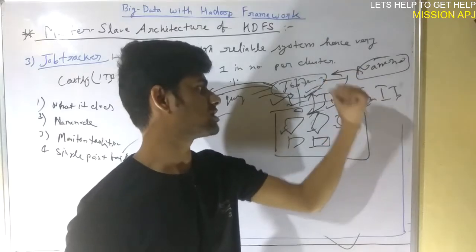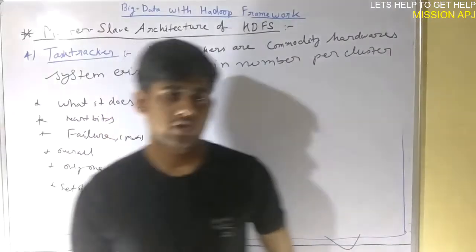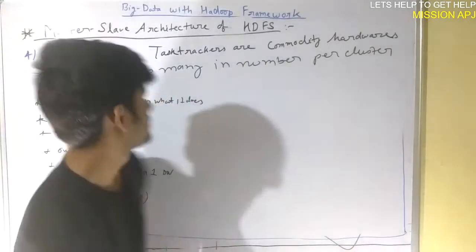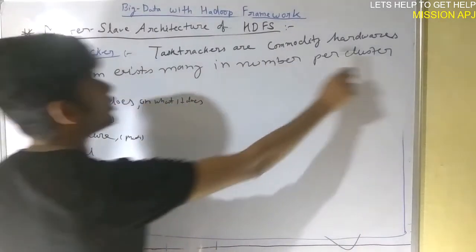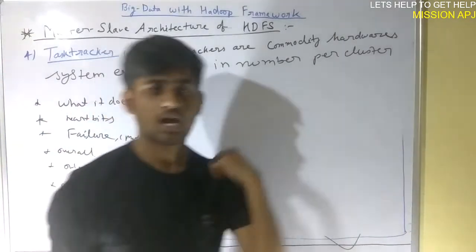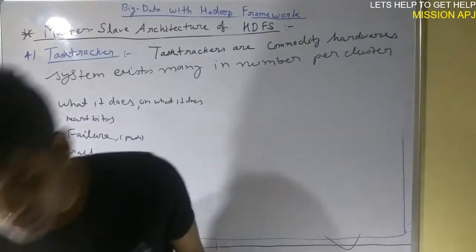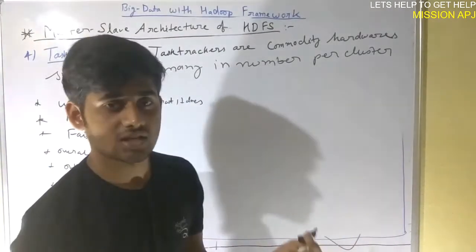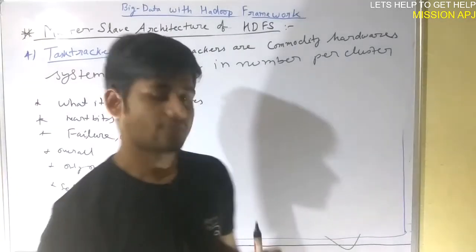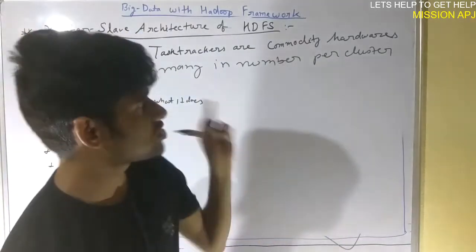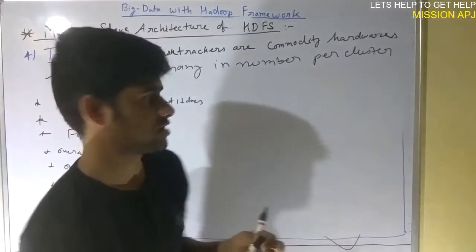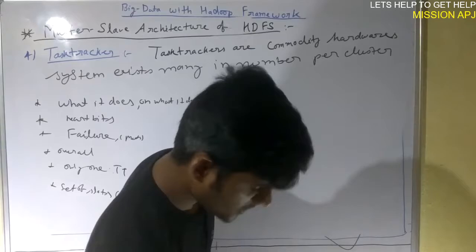But failure of task tracker means failure of the process. Okay, because let us understand the fourth component, that is task tracker. Task trackers are commodity hardware systems, existing in many numbers per cluster. As data nodes are many in number in a single cluster, similarly task trackers are also many in number for a single cluster. This is a slave of job tracker.